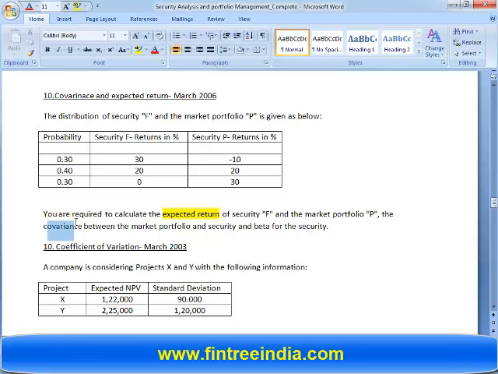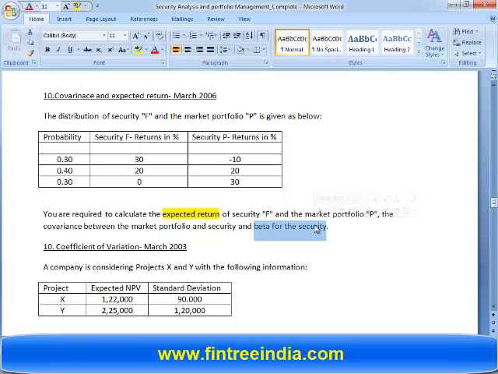Now how will you calculate covariance? The same logic. First you will calculate x minus x bar, y minus y bar. Now we don't say divided by n. Why? Because we have probability scores, so we will simply multiply with probability. So summation of probability times x minus x bar, y minus y bar will give you the covariance directly. Then how will you calculate beta of the security? Covariance between security F and market divided by variance of market. So using this formula you will calculate beta, and done.